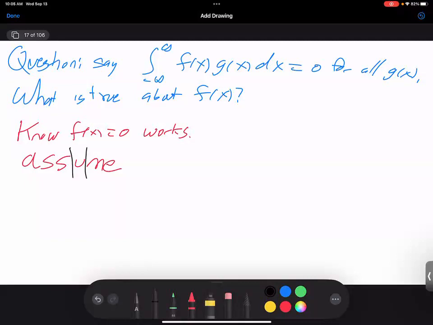So when you're looking at problems, it's very easy to just accidentally assume more than is stated. I have just stated that the integral of f of x g of x equals 0. So if the function doesn't have to be continuous, it at least has to be integrable. Can anybody give me another function other than f of x equals 0 that works? Any other thoughts?